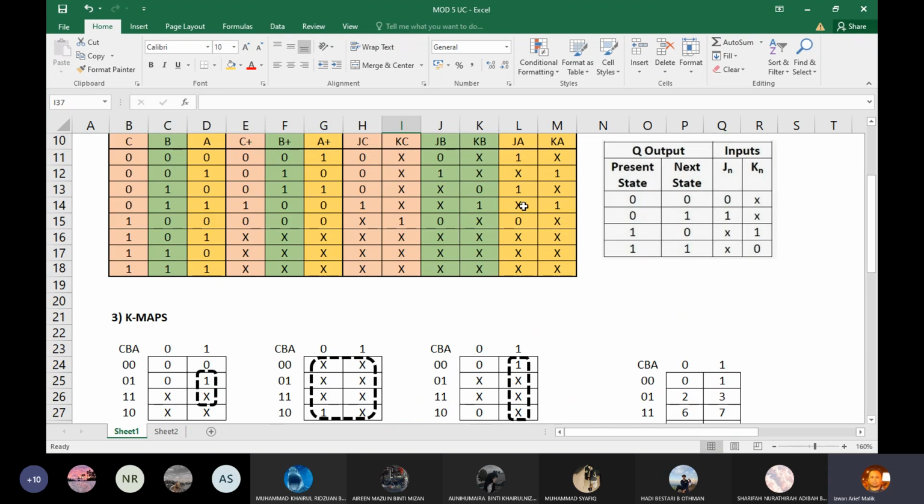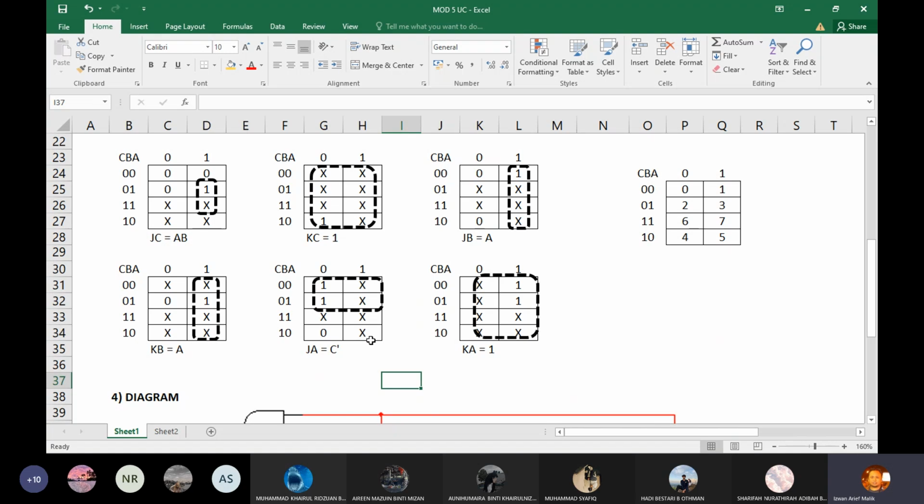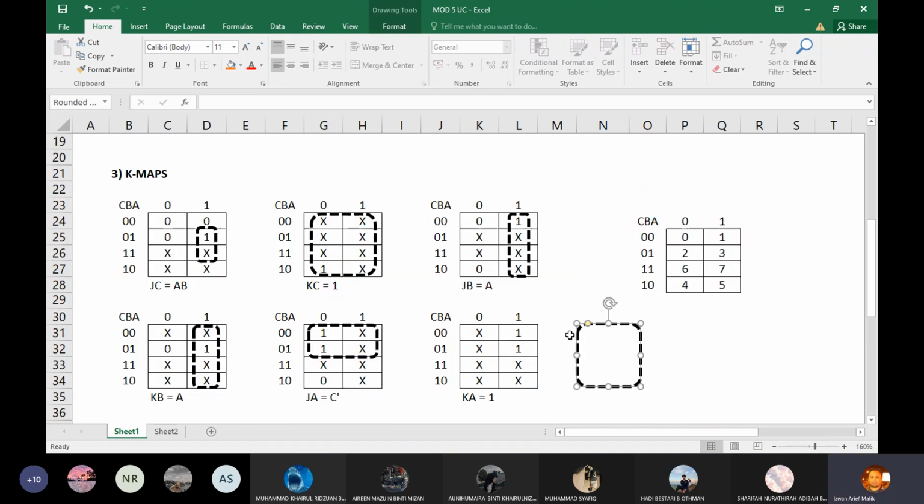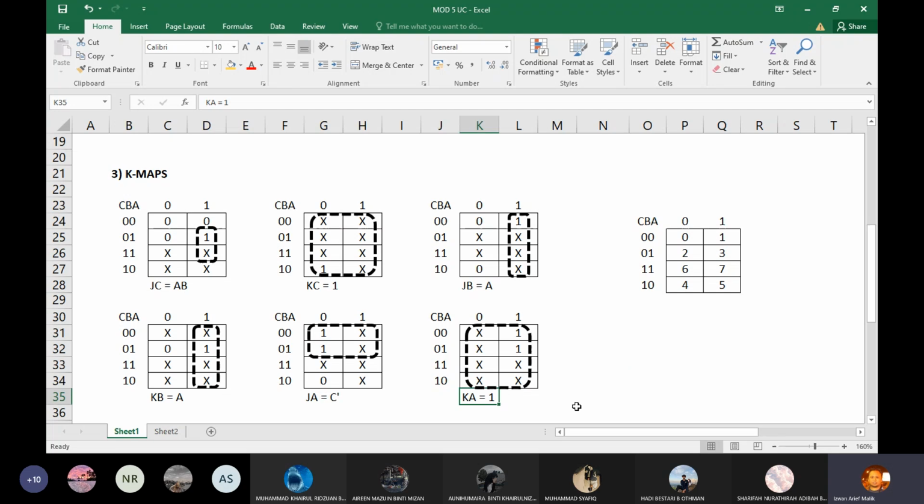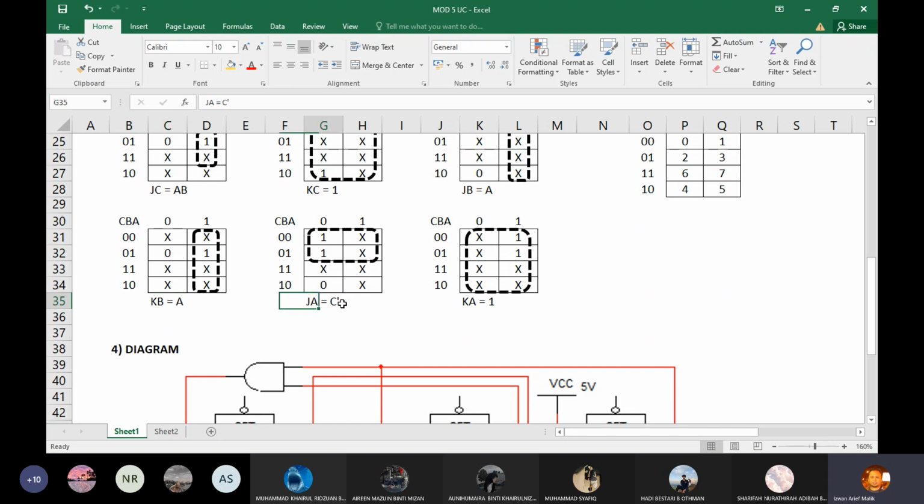JA: 1, don't care, 0, don't care. So 1, don't care, 0, don't care. You boleh grupkan 4 ni. Okay, so A berubah, B berubah, yang tak berubah C. Jadi 0 ke 0, so tinggal C bar. Okay, and then last one. Don't care, 1, don't care. So semua sekali, tak ada kosong, you grupkan. So KA equivalent to 1. There you have your step 3 and step 4, iaitu your simplified Boolean expression.